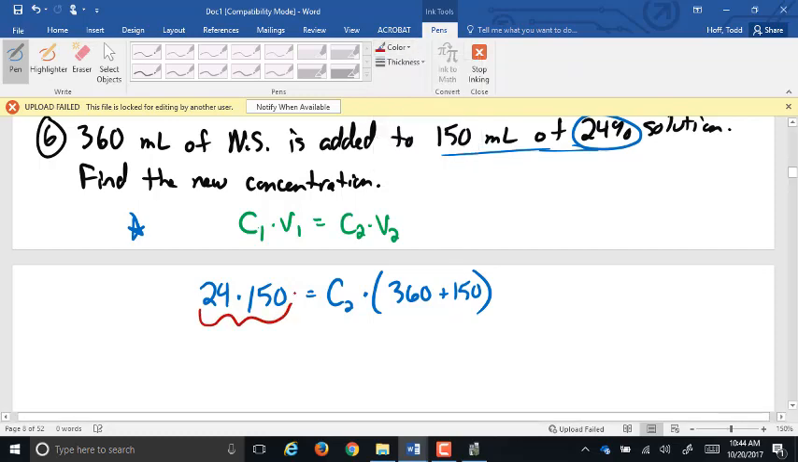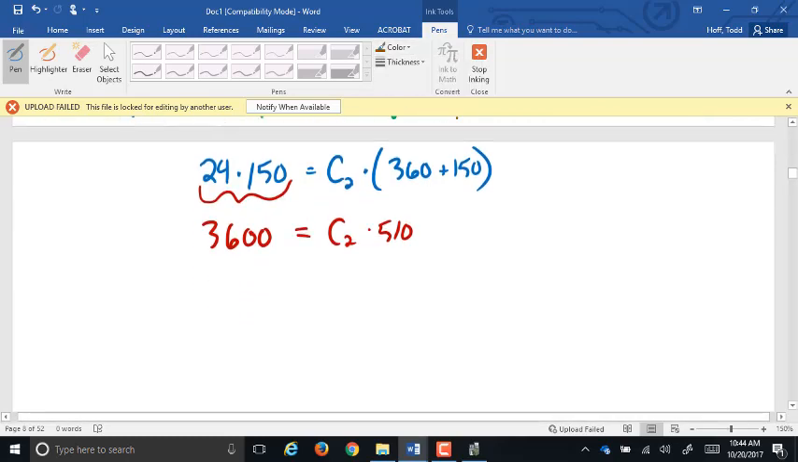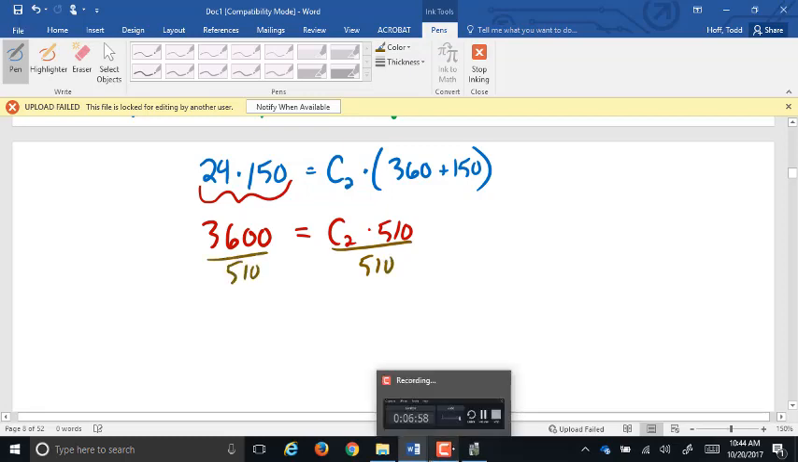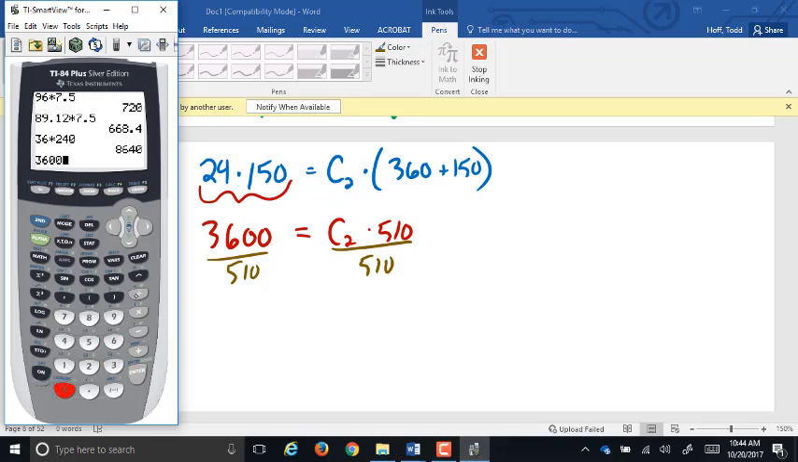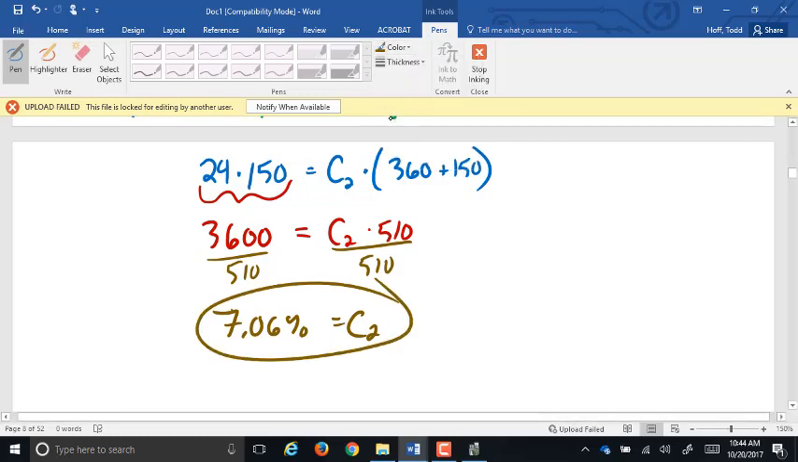So we've got 24 times 150 is what, 3,600? Equals C2 times 510. So we divide by 510, which is going to give us 7.059, looks like 7.06 we'll call it. Percent is our new concentration. Any questions? Did anybody take it out brute force using dilutions? Wants to see it done that way?